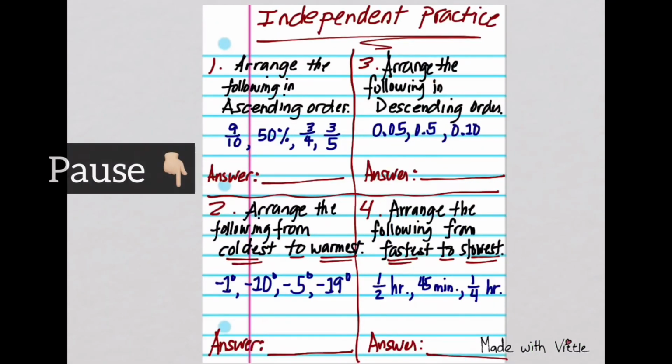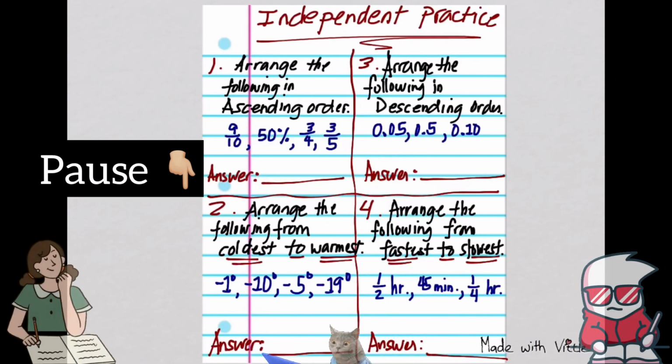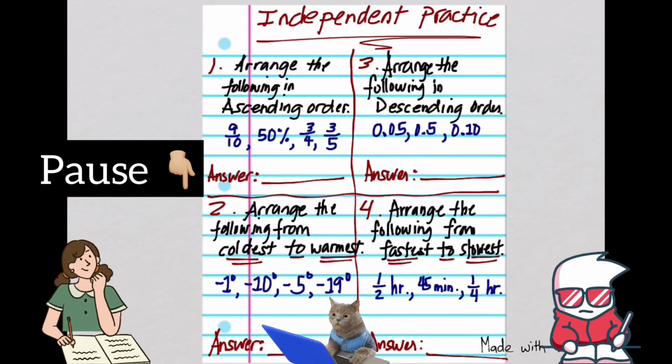Now pause this video and copy all the 4 items in your journal. And be careful in arranging them. And look at the keywords, okay? Keywords such as ascending order, descending order, coldest to warmest, fastest to slowest. And if you encounter a fraction and you want to change everything to decimal or percent, then you may top in, bottom out. And if you have all decimals, you can think of them like money.